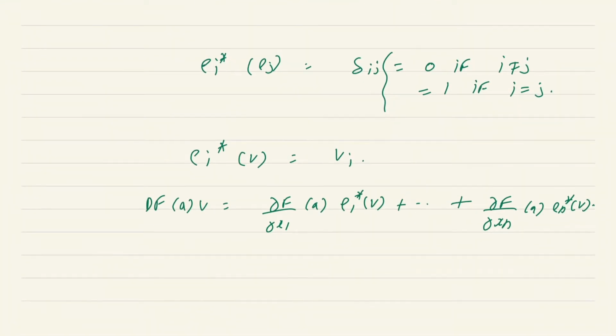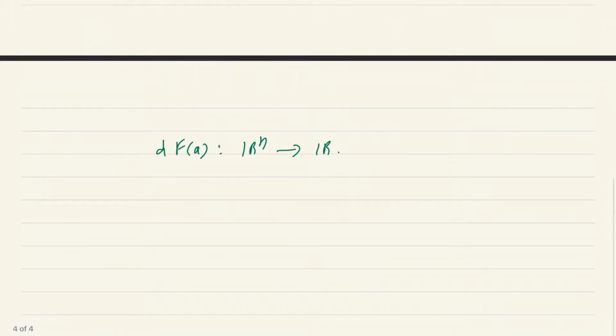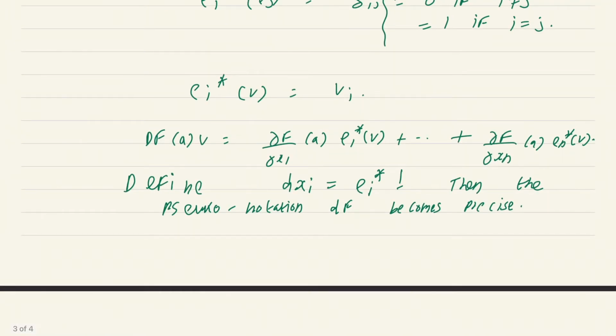So define dxi to be nothing but ei star. Then that pseudo notation df becomes precise, and indeed under this notation df_a is a map from R^n to R. You can plug in a vector, and you will get out a number.